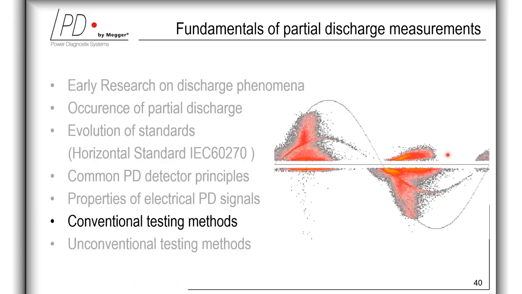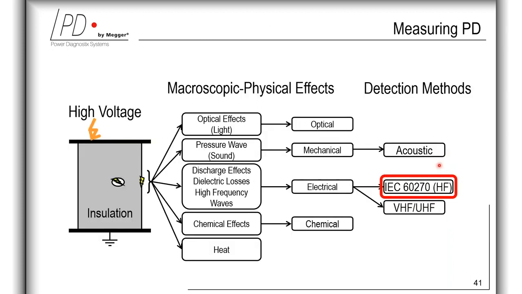So our next chapter is conventional testing methods. This slide is showing a defect with an insulation material and the possible microscopic and physical effects. These effects can be optical, such as light, or mechanical, like pressure waves, or electrical, such as discharge effects, dielectric losses, or high-frequency waves, or chemical effects and heat. The detection methods vary according to the type of the physical effect. In this chapter, we will be talking about the IEC 60270 frequency range.